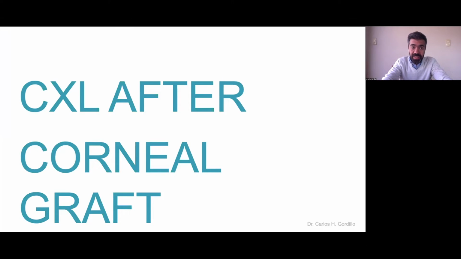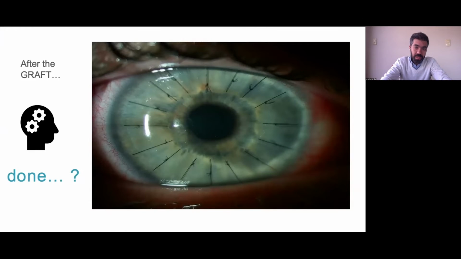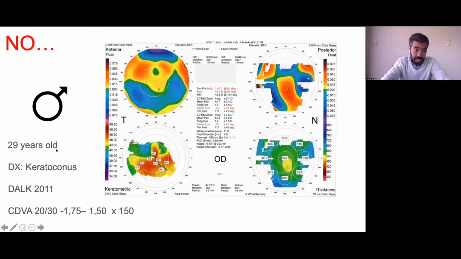We need to consider corneal cross-linking in the peripheral area after the corneal graft also. As I was showing you before in this picture, we have a trepanation area in the center. This is a 29-year-old patient with the diagnosis of keratoconus, and the DALK was performed in 2011. This was the final refraction. It was very good, with very low astigmatism.